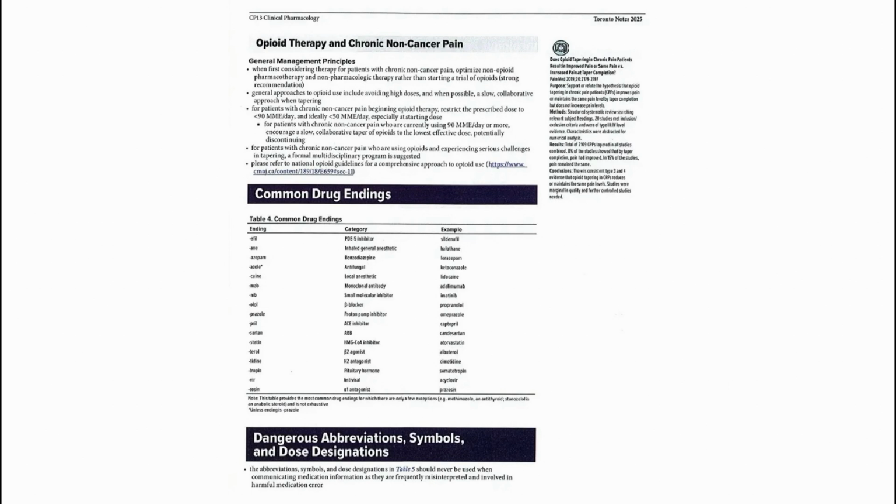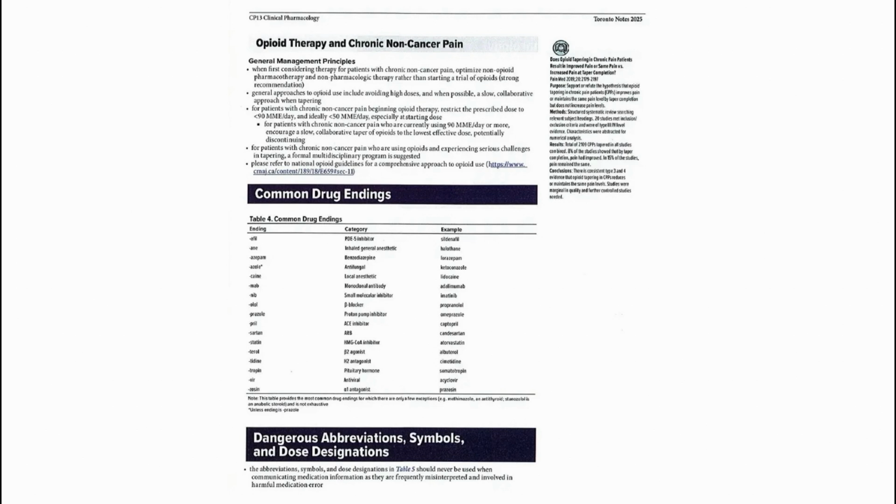The second principle is to avoid high opioid doses whenever possible. If opioids are necessary, start with the lowest effective dose, increase doses slowly, and regularly reassess benefits versus harms. If discontinuation becomes appropriate, taper opioids gradually using a collaborative approach with the patient. Abrupt discontinuation should be avoided because it may precipitate withdrawal symptoms and worsen pain.